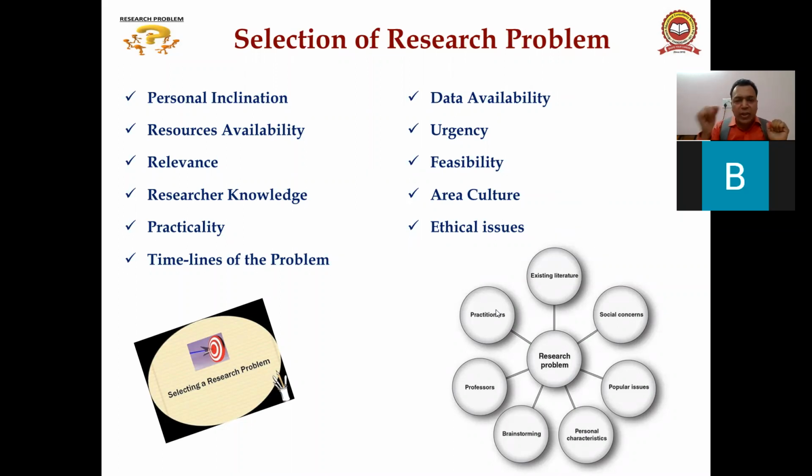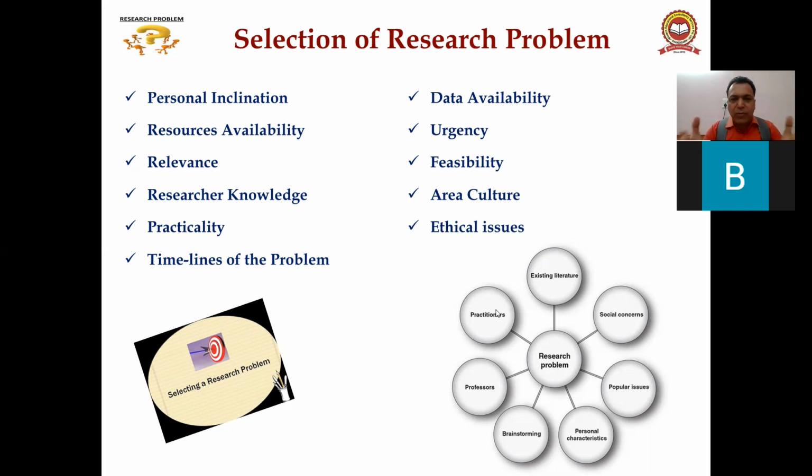Personal inclination means interest: whether the research problem interests you or not. Do you have interest in the research problem or not, you have to see that. Second point is resource availability: you have to see whether the resources for data collection for that problem are available or not. Third, relevance: whether that particular problem is relevant or not.